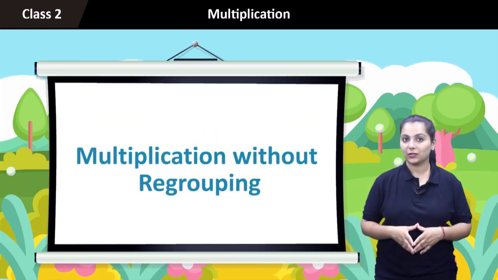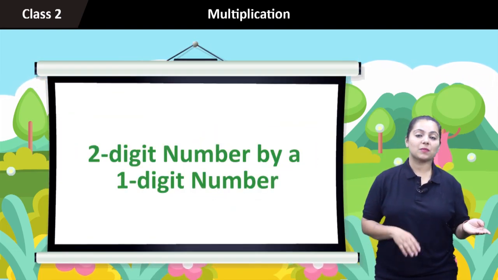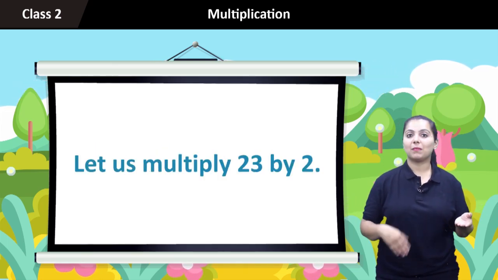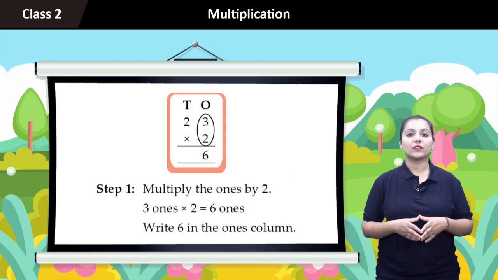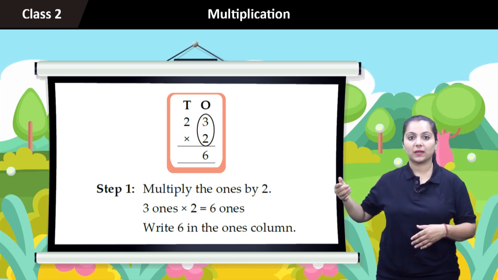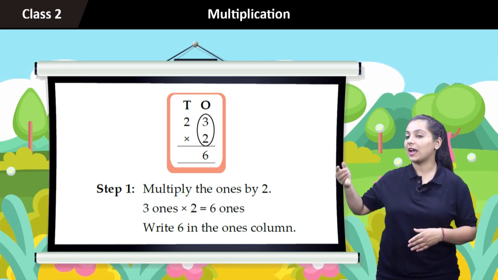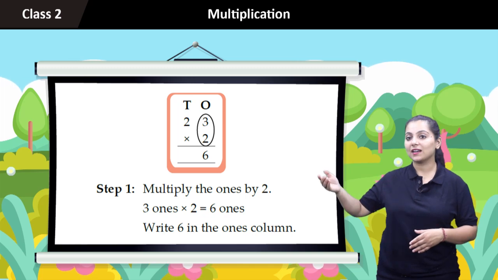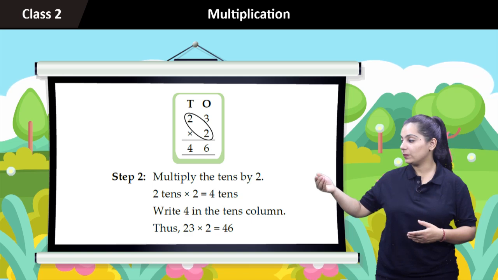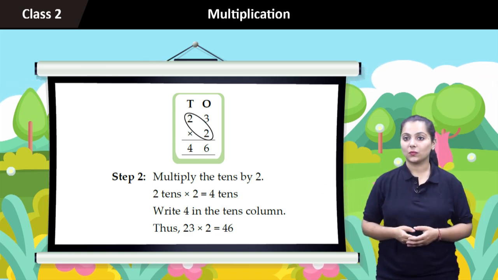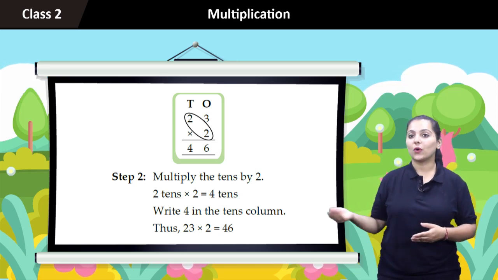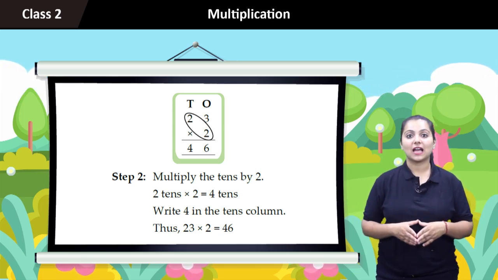Multiplication without regrouping. 2-digit number by a 1-digit number. Let us multiply 23 by 2. So first of all, we will write them in columns. 23 and 2 at ones place. 3 ones multiplied by 2: 3 twos are 6. Now we will multiply 2 to the tens value also. So 2 twos are 4. The answer is 46.